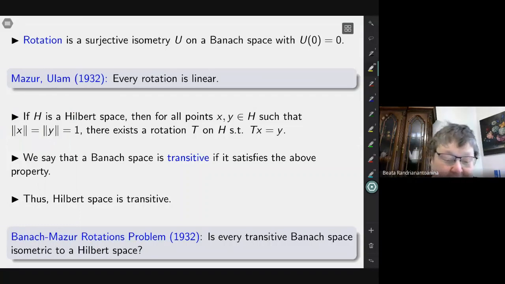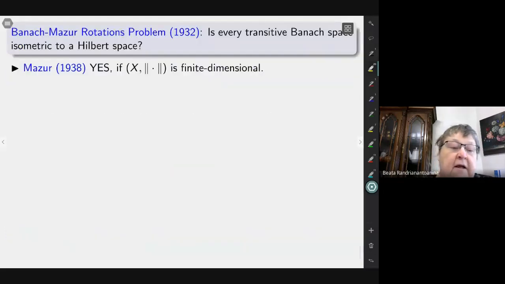I'm sorry about this. So, is every transitive Banach space isometric to a Hilbert space? This question was posed already in the book by Banach. And what I want to talk about today is the current state of research on this problem. The problem in full generality is still open. There are many questions at the end of the talk that I will present. Some of them look very simple, some of them don't. There are lots of open questions in this area.